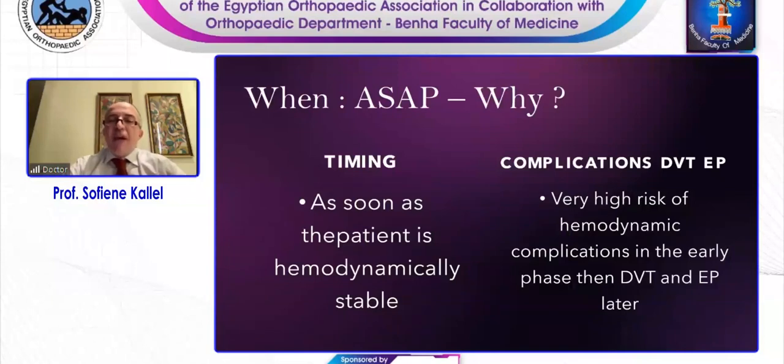As soon as possible. Why? We have to treat this patient as soon as possible. Timing: as soon as the patient is hemodynamically stable. These patients have bleeding in the pelvis, and the problem is the hemodynamic problems that occur in the beginning, at the start of this fracture. The second problem is complications, because sometimes there is a delay of treatment of this patient, and there is a high rate of complication of DVT and PE. Very high risk of hemodynamic complication in the early phase, then DVT and PE later on. Next, please.